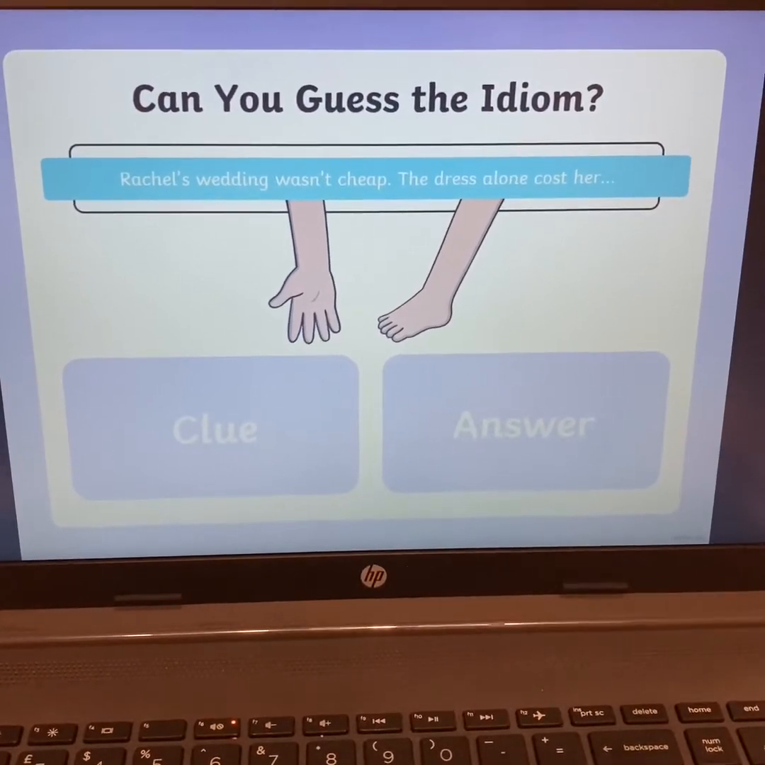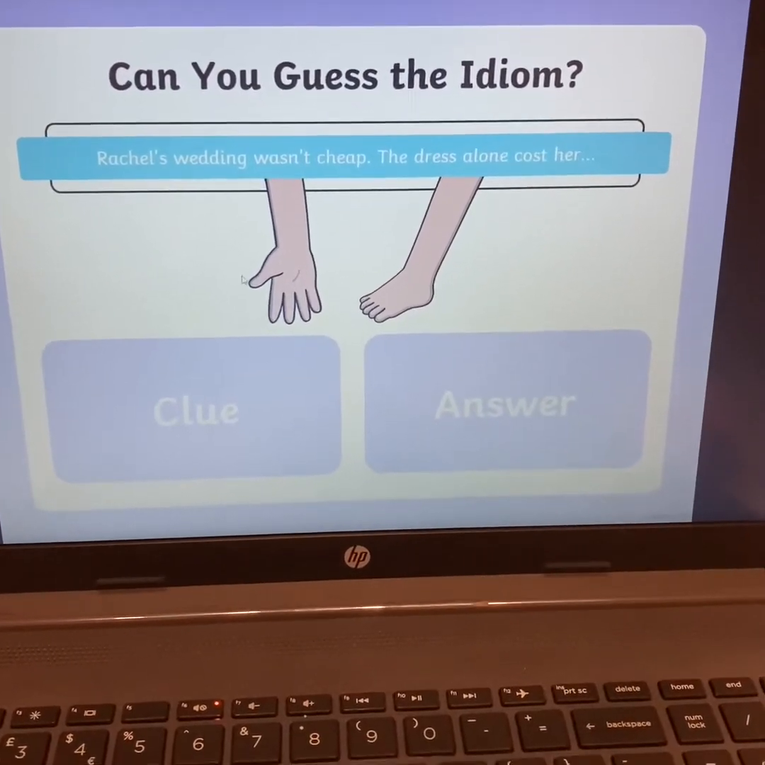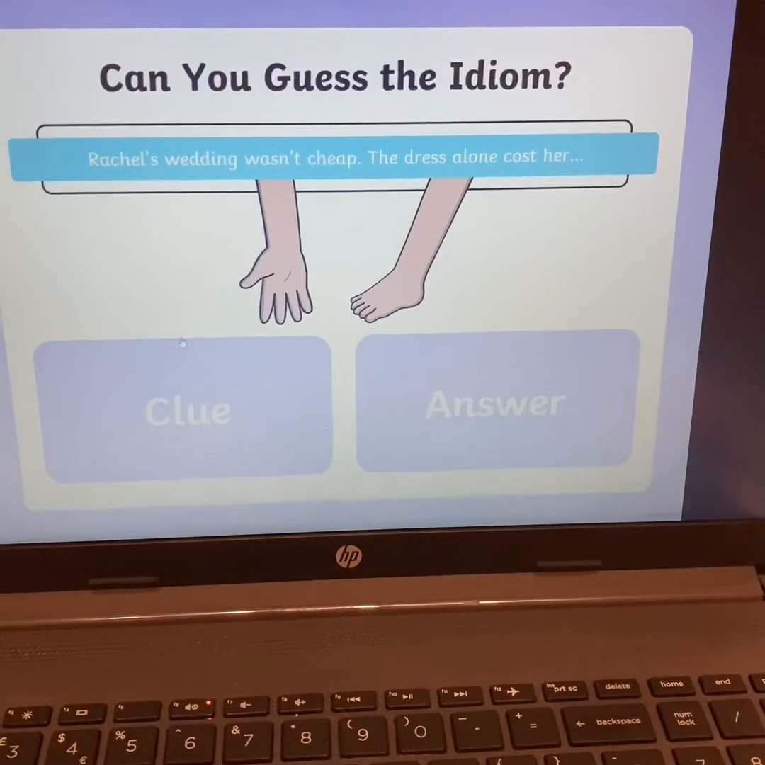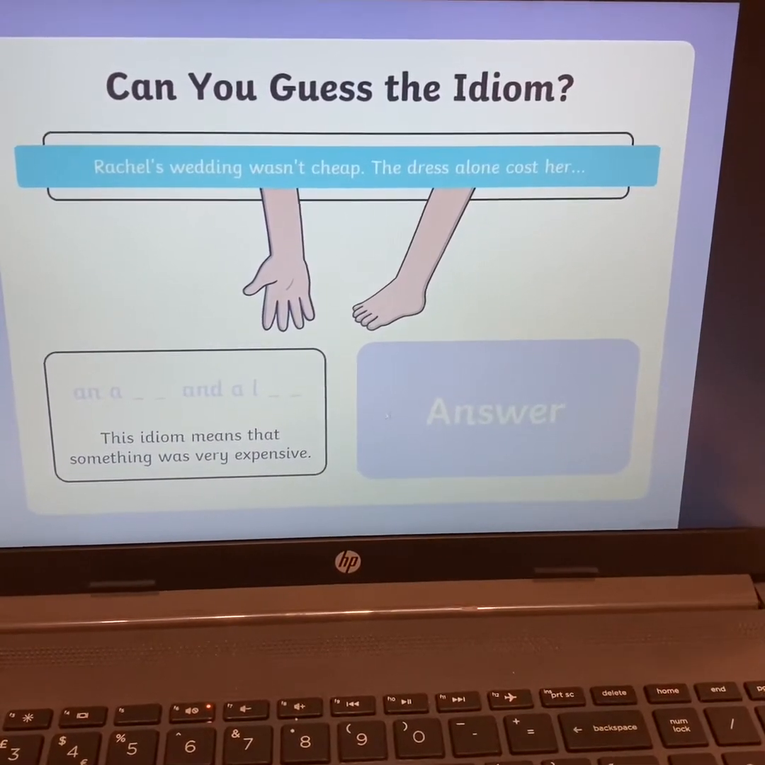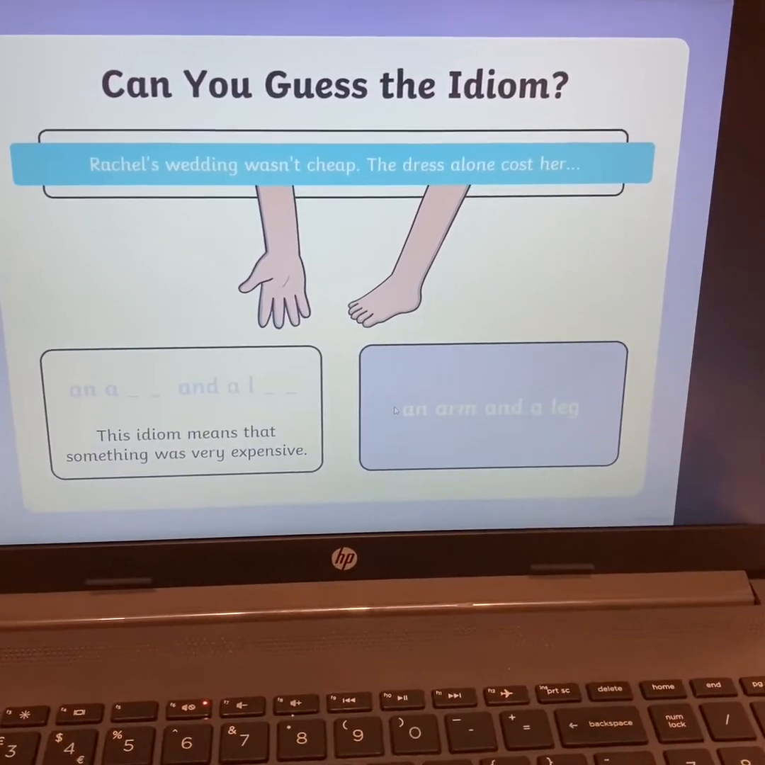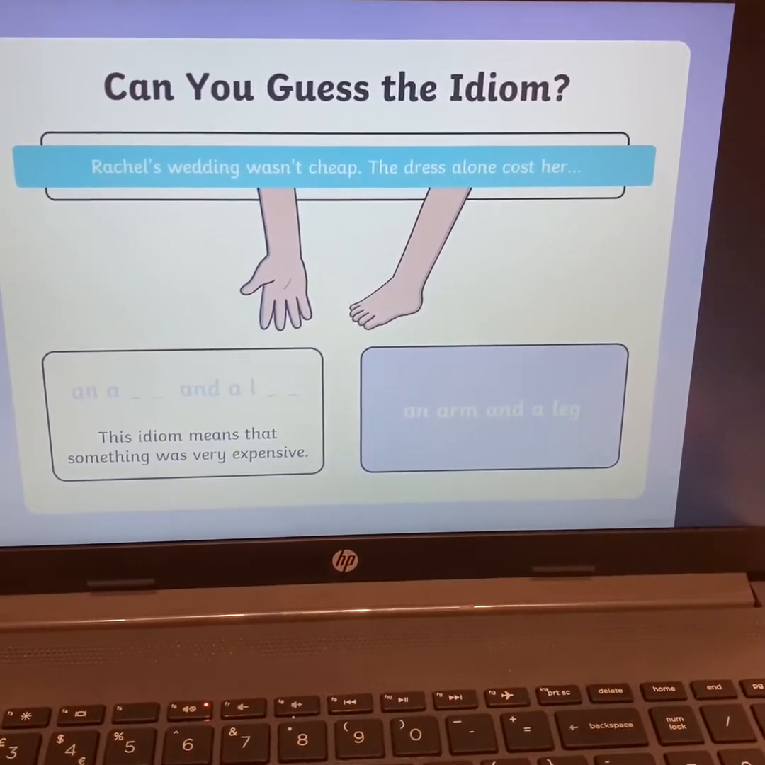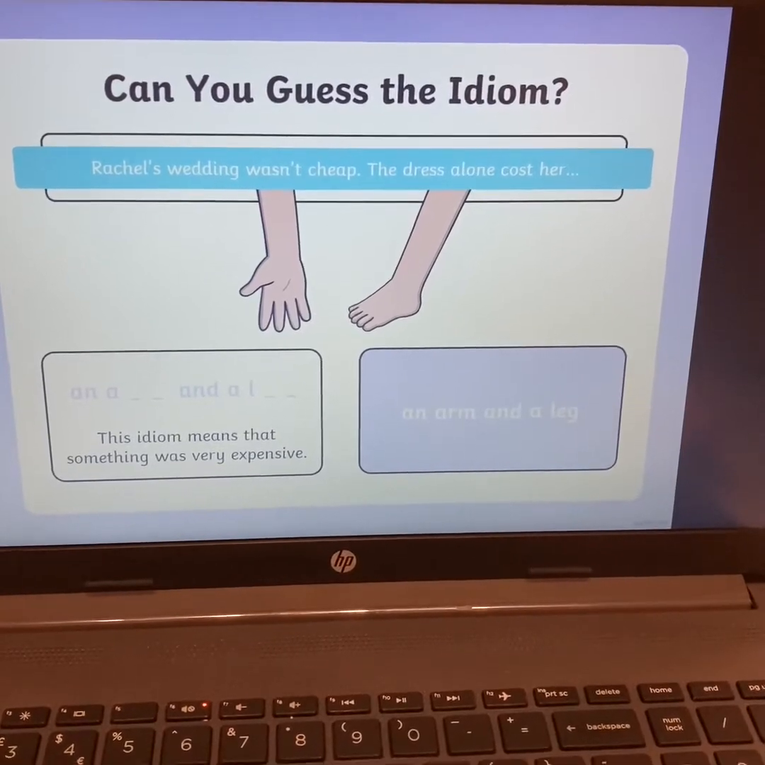Rachel's wedding wasn't cheap. The dress alone cost her... If you're not sure, there's a clue. It cost her an arm and a leg. Well done if you got that right. So write down into your book then.